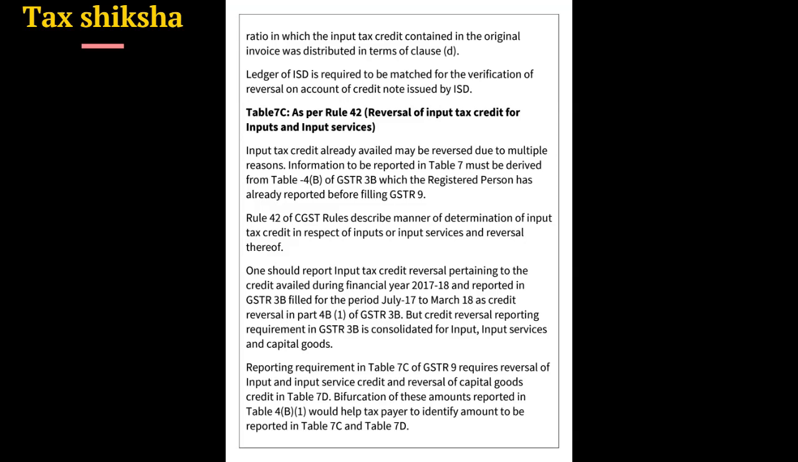The provision of Rule 42 requires the registered person to calculate ITC reversal in two situations. Use of credit for business purpose or for non-business purpose. Use of credit for effecting taxable supply or exempt supply. Detailed calculation steps have been provided in Rule 42 to calculate eligible ITC and ITC to be reversed. Table 7D. As per Rule 43, reversal of input tax credit for capital goods.